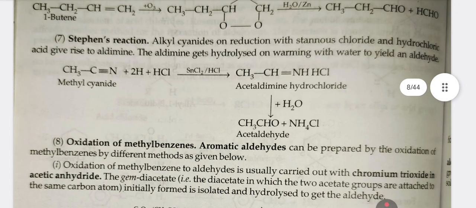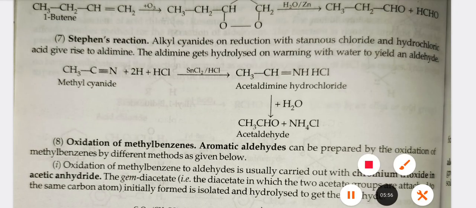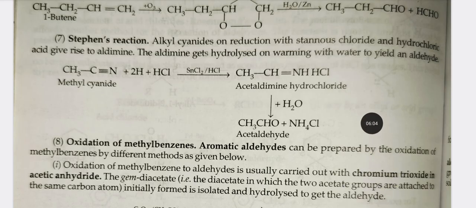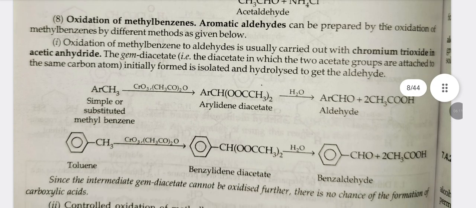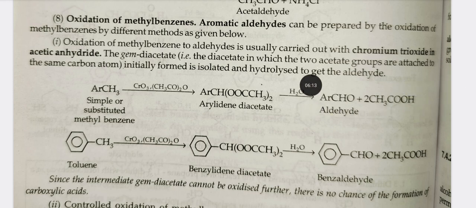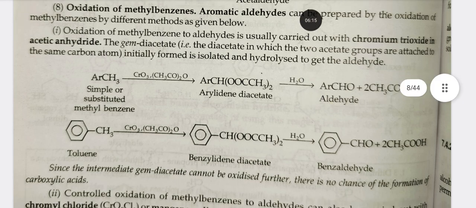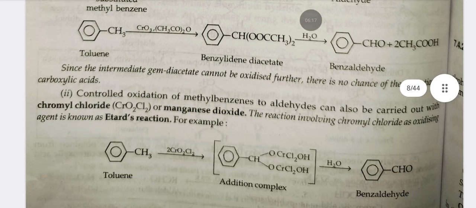Seventh is Stephen's reaction. Alkyl cyanides on reduction with stannous chloride and hydrochloric acid give rise to an aldehyde. The intermediate gets hydrolyzed on warming with water to yield the aldehyde. Oxidation of methyl benzene: aromatic aldehydes can be prepared by the oxidation of methyl benzene by different methods.